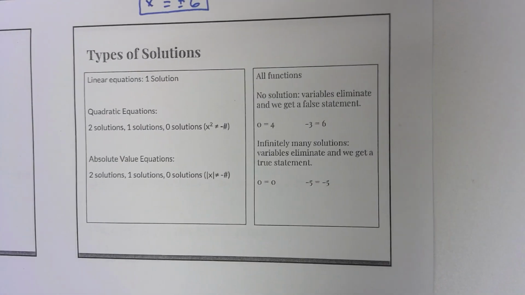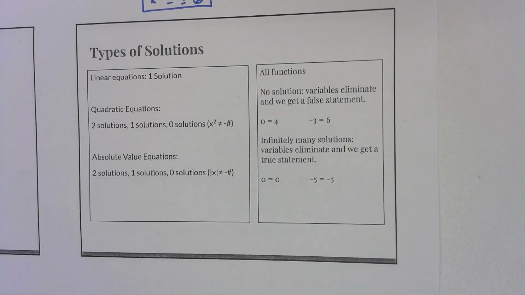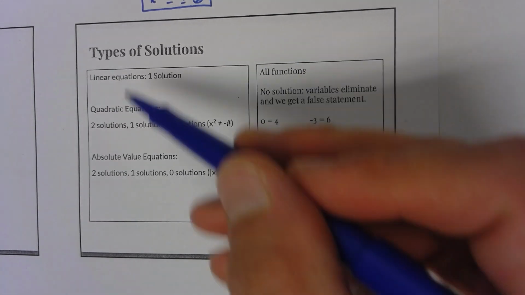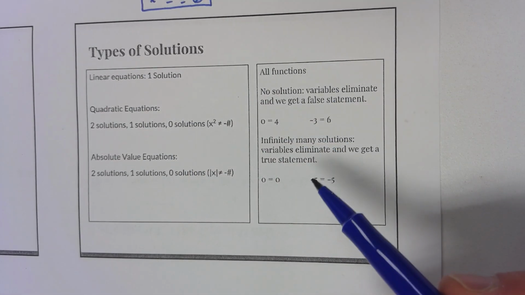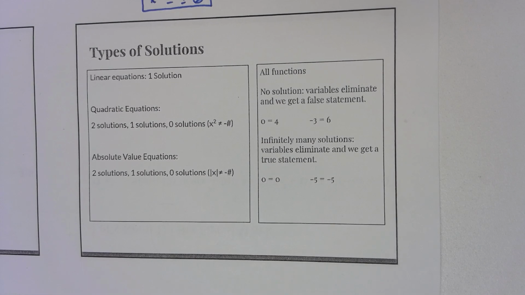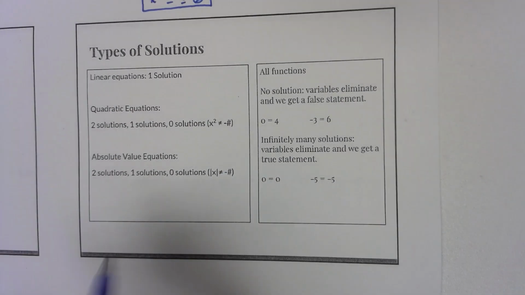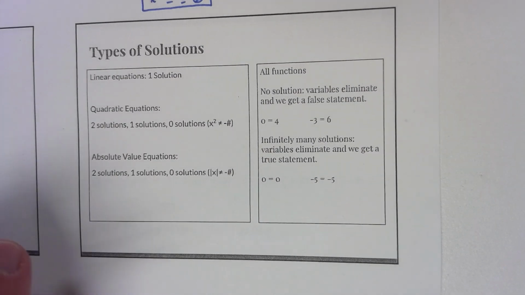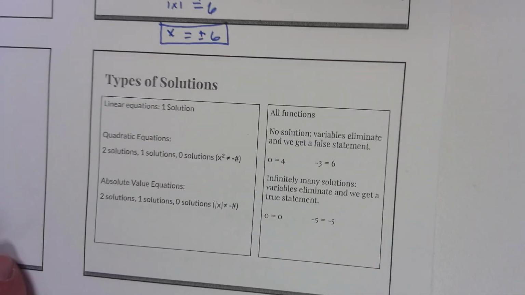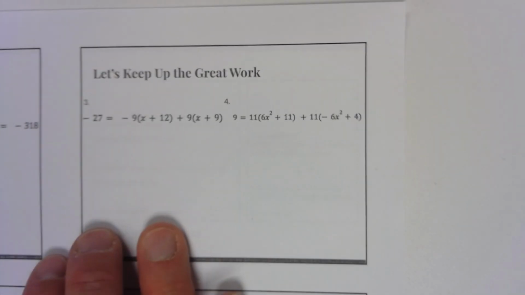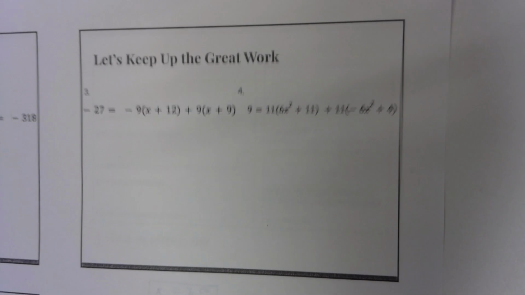Types of solutions. This is what we talked about on Friday. Depending on the type of function, what solutions we can get. And then we introduced that we can get no solution or infinitely many solutions for every function if the variables eliminate. Okay, well, let's go and flip this page over. I don't know that we need to do a whole lot more.